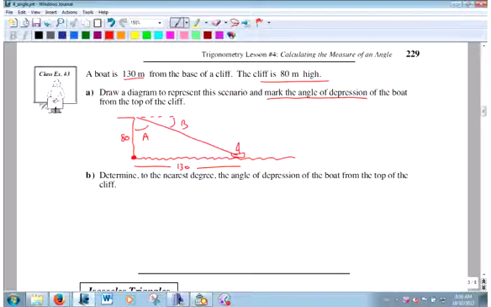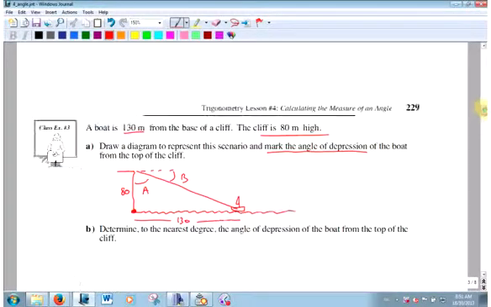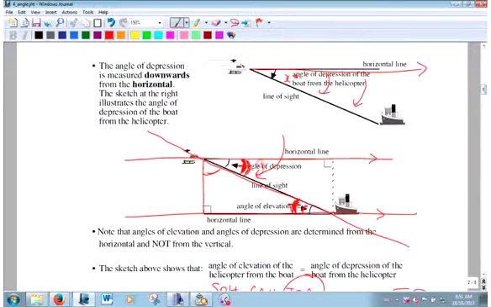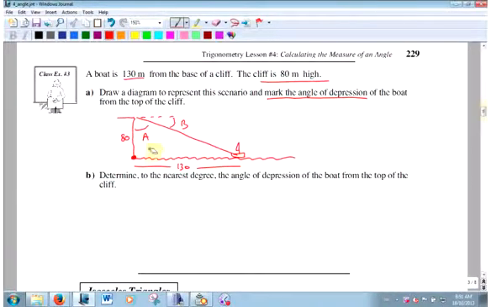We're not sure. Okay, remember it's from the horizontal down. It's this angle. That is B. It's not A. Okay? Let's go back and look. This is angle of depression. It's from the horizontal down. That's the angle there. Okay? From the horizontal. It is B. Okay? That's the angle of depression here. If I look straight across from the top of the cliff horizontally, that's the angle of depression to the boat.